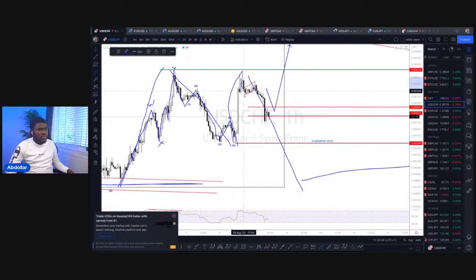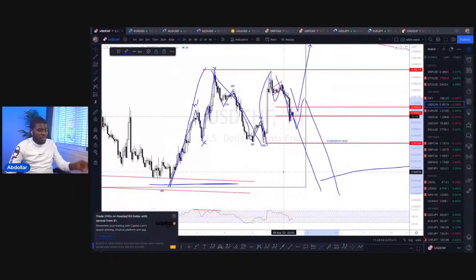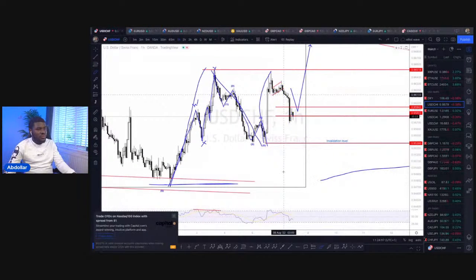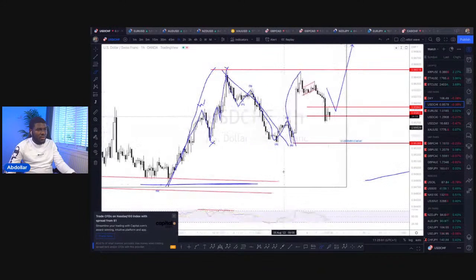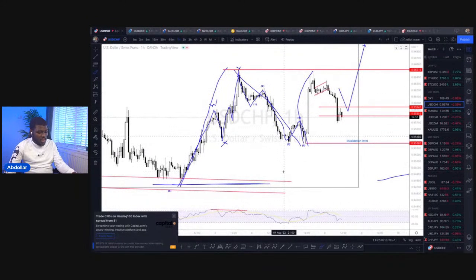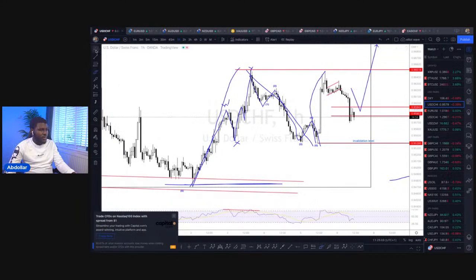Looking at USD, this will be 1, 2, 3, this will be 4, this could be 5. Then we see a bit of retracement upward. The market might continue to go lower and lower. So those are the two scenarios, two cases I'm looking at currently on USD. So any of them might come to pass.